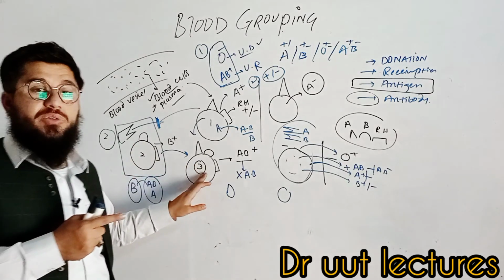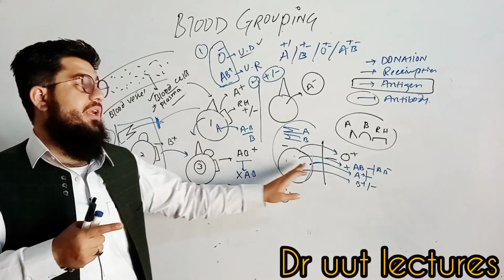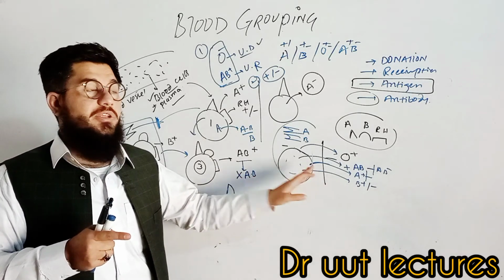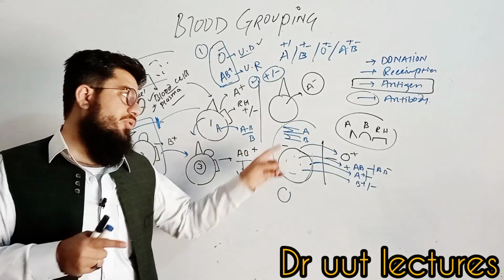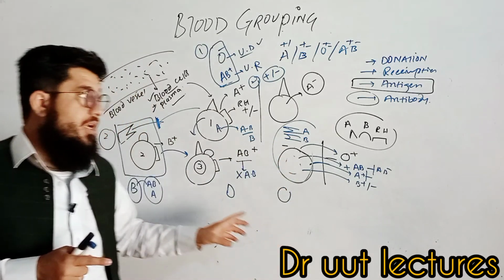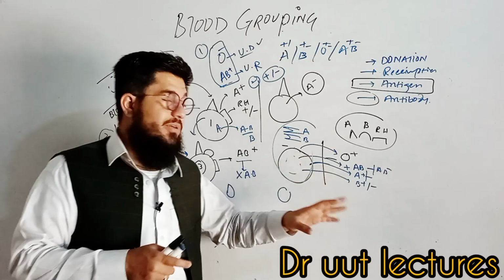And if blood group is both A and B, there is no antibody. And if blood group is O, meaning there is no antigen, then there will be both antibodies, both the A and B antibodies. So here we got our discussion complete.